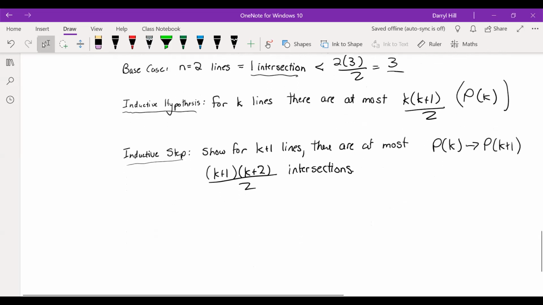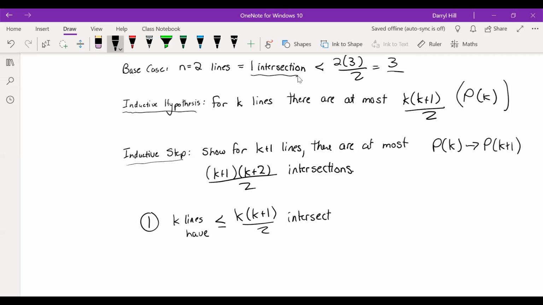Okay. So our assumption is k lines have at most k times k plus 1 over 2 intersections. So again, this is a little less formal than we normally do when we have the math, because we're going to actually describe things a little more here. So this is our assumption.